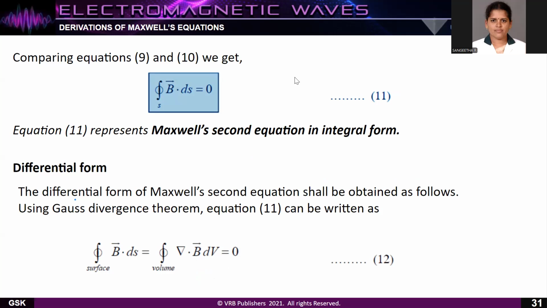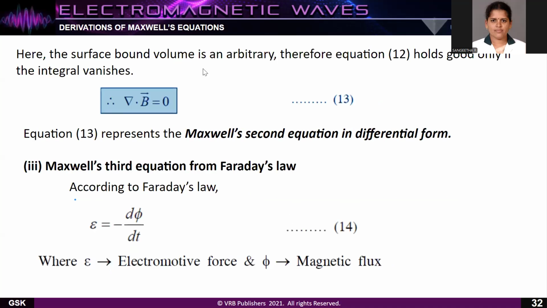Then to convert it into differential form, we need to apply the Gauss divergence theorem. When we apply the Gauss divergence theorem, the closed surface integral of B vector dot dS is equal to the closed volume integral of del dot B vector dV is equal to 0. The surface bounding the volume is arbitrary, therefore the equation holds and the integrand vanishes. So it becomes del dot B vector is equal to 0. This is Maxwell's second equation in differential form.